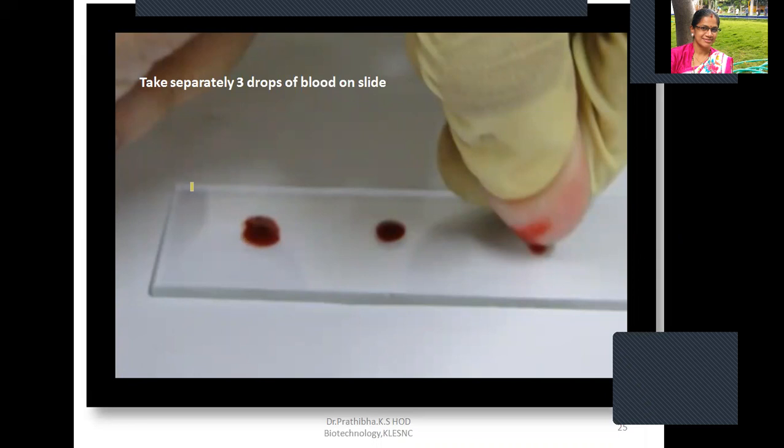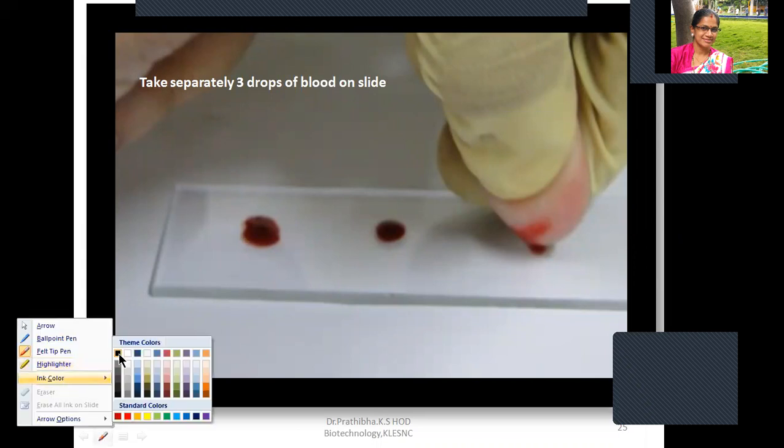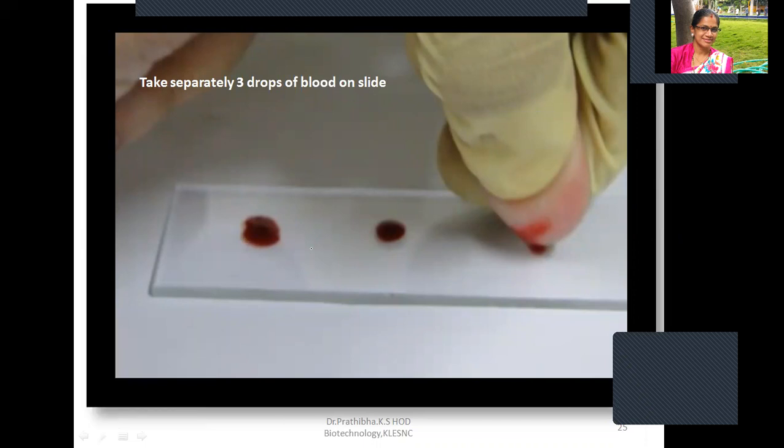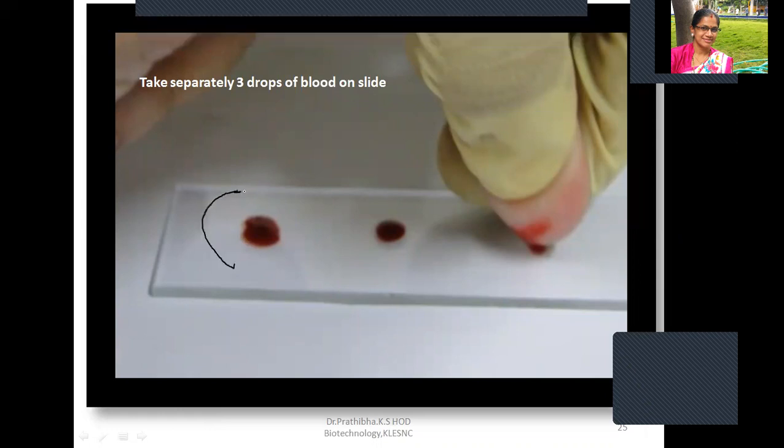Here I have not drawn any circles, but as I told you in the experiment, you need to follow the three circles. Kindly do that in the examination hall. Compulsorily you need to make circles on the slide; don't forget. Make three circles from the bottom of the slide: circle 1, circle 2, and circle 3.